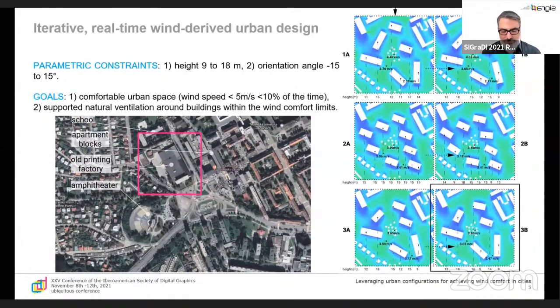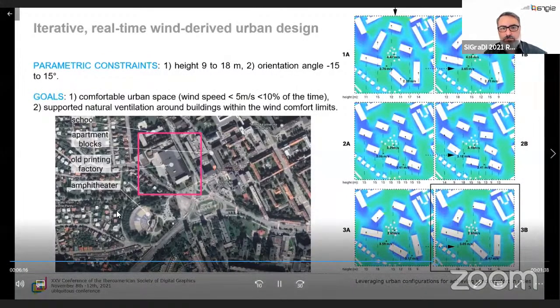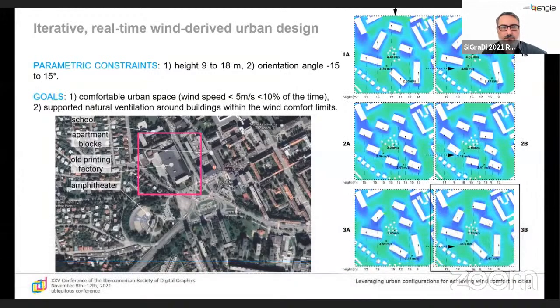The parametric constraints were the following: the height from 9 to 18 meters and the building orientation angle from minus 15 to 15 degrees. The footprint and the number of the buildings were altered according to the designer's ideas. There were two design goals: creating a comfortable urban space and supporting the natural ventilation around buildings.